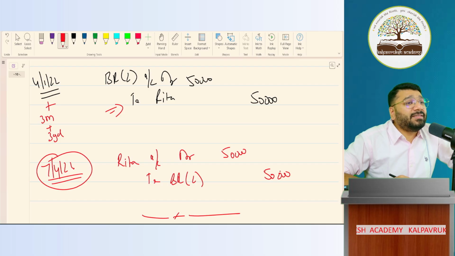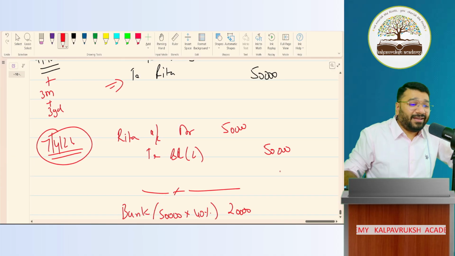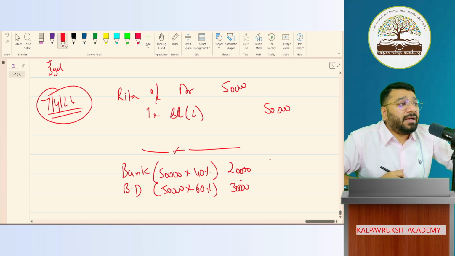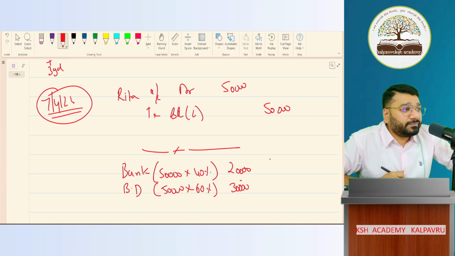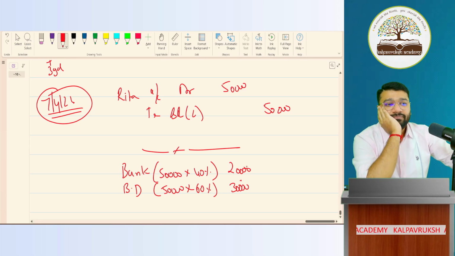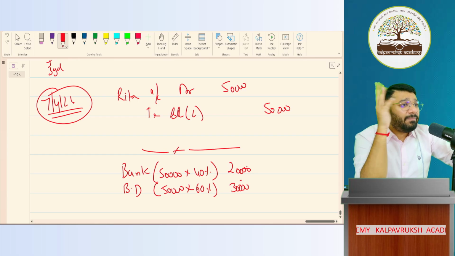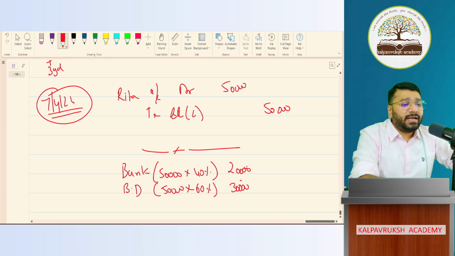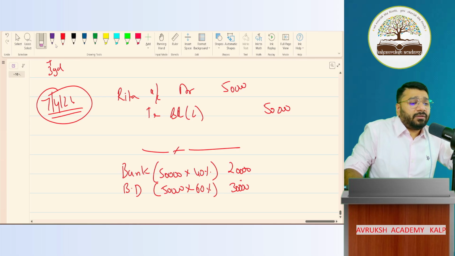BR's balance is 0. Somebody said 50,000. Who was it? Gokul, you said BR2 has 50,000 balance, no? I did lip reading. Now, Rita's ledger balance, how much? If BR is 0, then where did the balance go? Rita's ledger. So Rita's ledger balance is 50,000.